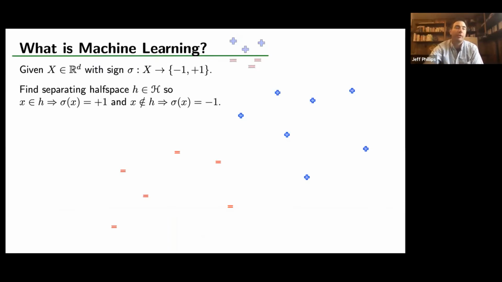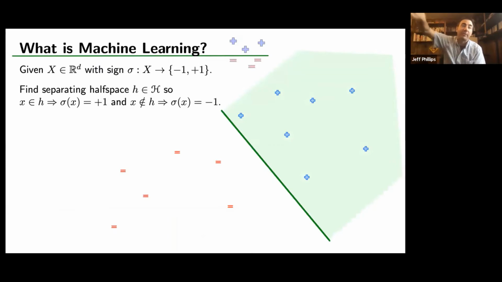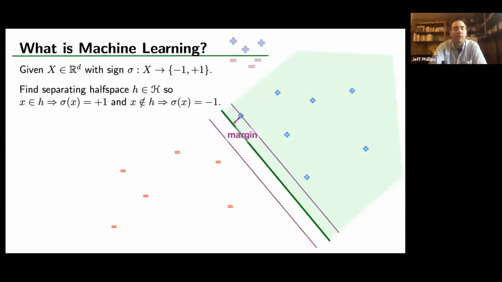Now the goal of classification, with a linear separator, is to find a separating half space. A half space is half of the space, divided by a line, or in higher dimensions, a hyperplane. The green part that's shaded in is where anything that falls there, you predict is going to be a positive point. So you want to find a half space that contains all the positive points and none of the negative points.